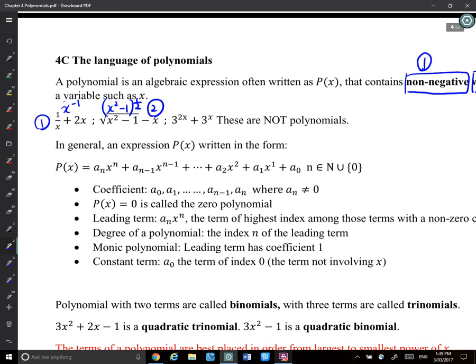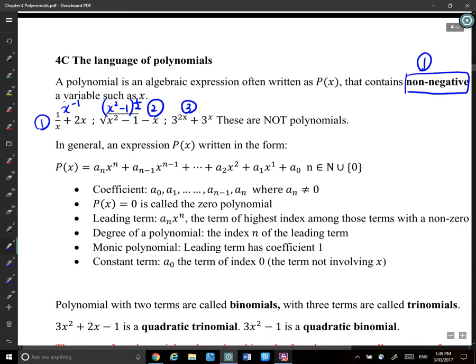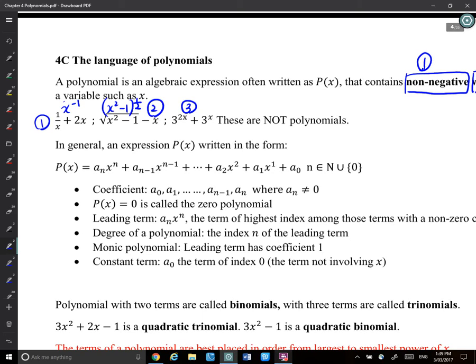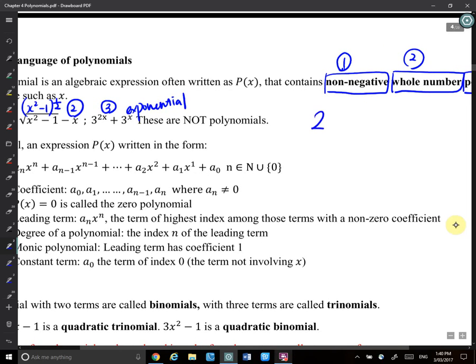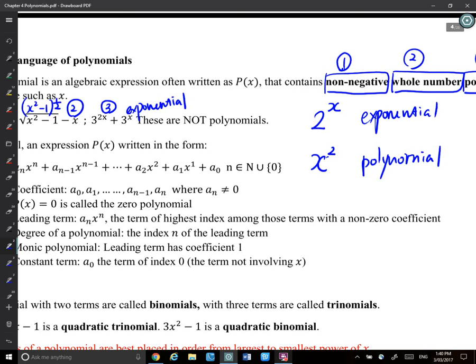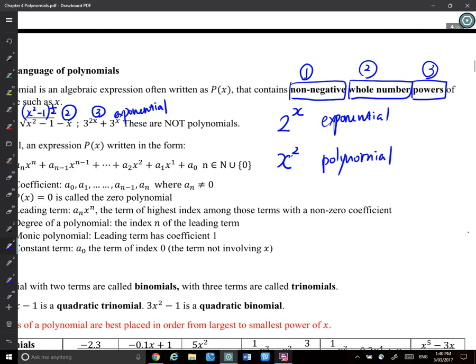3 to the power of 2x. Okay, fails number 3, the number is not a power. Okay, x is the power, 2x is the power, then that becomes exponential. This is called exponential. Students are always confused with those two. Okay, that's an exponential. And that is a polynomial. So the base is x and the number is the power, so that's a polynomial. If the base is constant and you have x terms in the power, that becomes exponential. Okay, so that's polynomial, that's exponential.